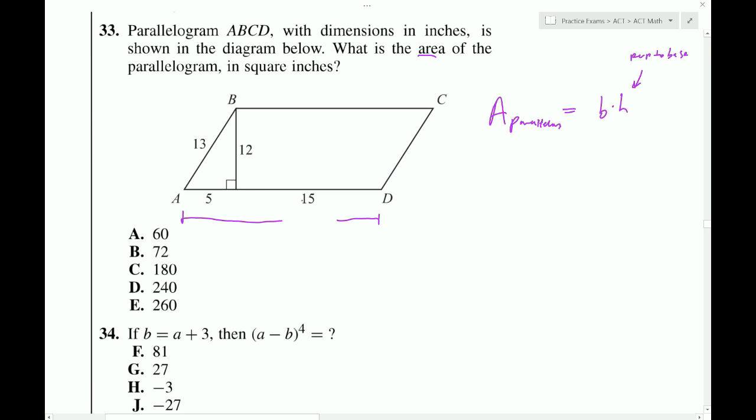So we do 5 plus 15, which is 20. The height has got to be perpendicular to that and reaching the other base, so to speak. So the height is going to be 12. So we simply have to do 20 times 12. 2 times 12 is 24, add a 0.